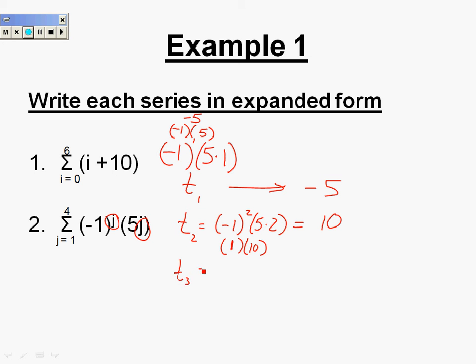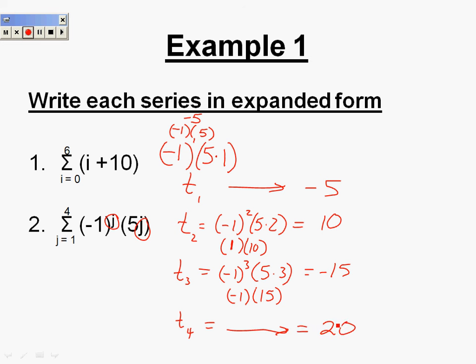T3. -1 to the third power multiplied by 5 times 3. What's -1 to the third power? -1 and 15 makes... Okay, now at this point, I think we could probably discern a pattern. What's going on here? We're going up by 5, and the sign is changing, right? So the next number is going to be a positive number, and it's going to go up 5, so it'll be positive 20. So after you guys see a pattern, you can probably just start skipping the math and just follow through with the pattern, all right?